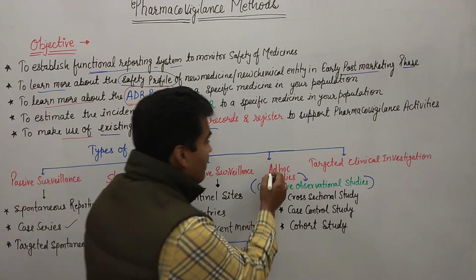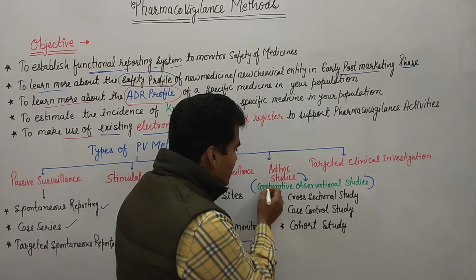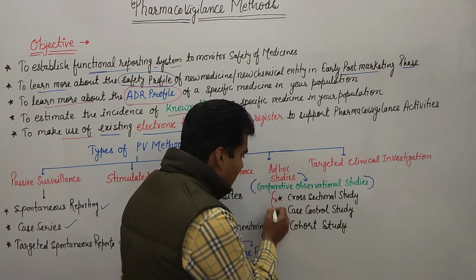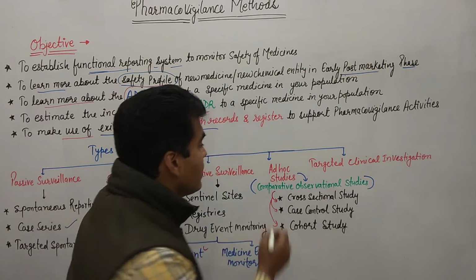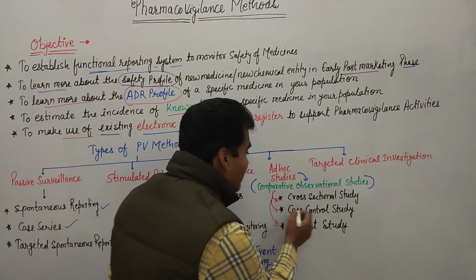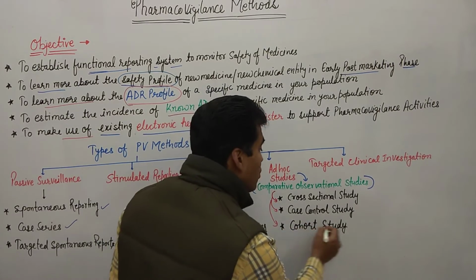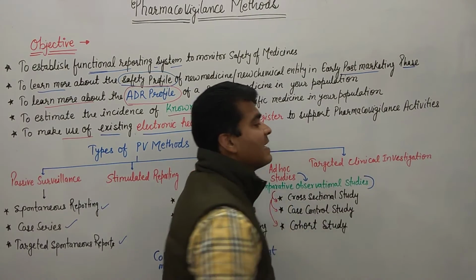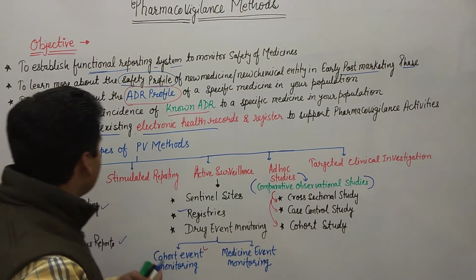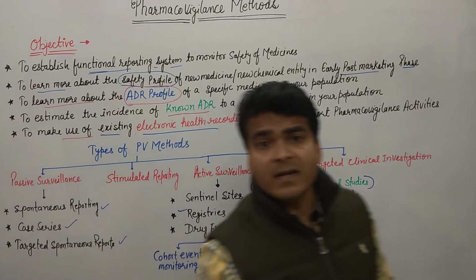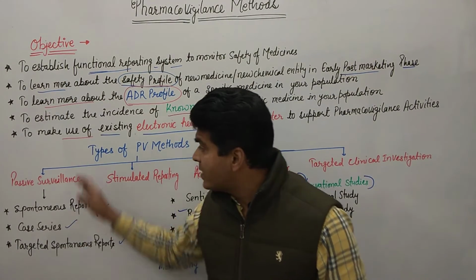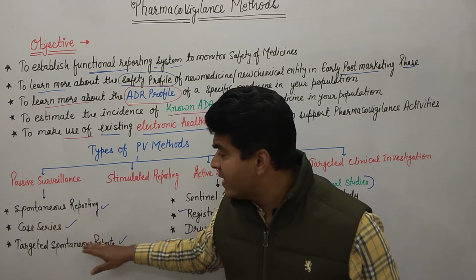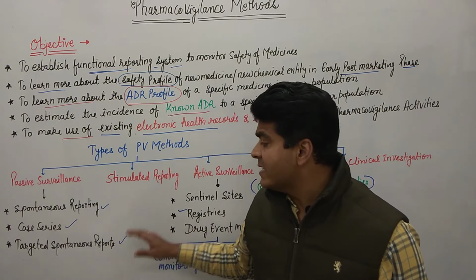Then we have ad hoc studies, also known as comparative observational studies, and within this category we have 3 types: cross sectional studies, case control studies, and cohort studies. Clear everyone? And the final one is targeted clinical investigation. So this is all about the types of pharmacovigilance methods. In the next lecture I will discuss passive surveillance studies: spontaneous reporting, case series, and targeted spontaneous reports.